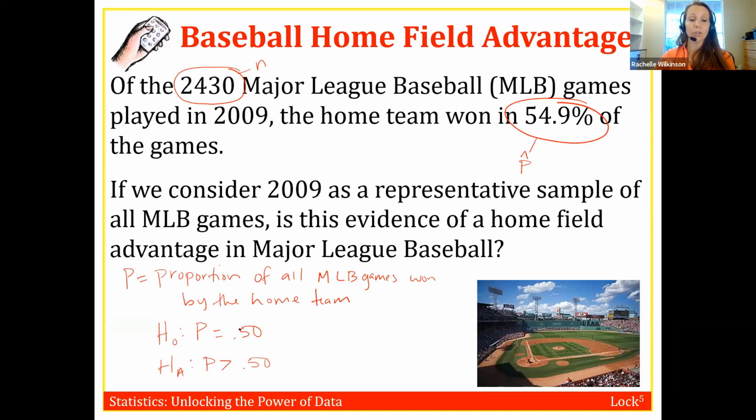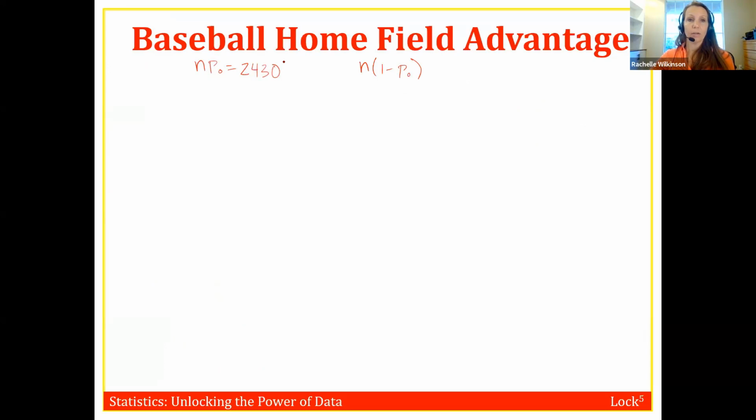Whatever it says in the null hypothesis, that number is my P naught. So that's what I'm going to put here when I'm multiplying: 0.5. So 2430 times 0.5 gives me 1215. Is 1215 greater than or equal to 10? Definitely. So far we meet the requirements.